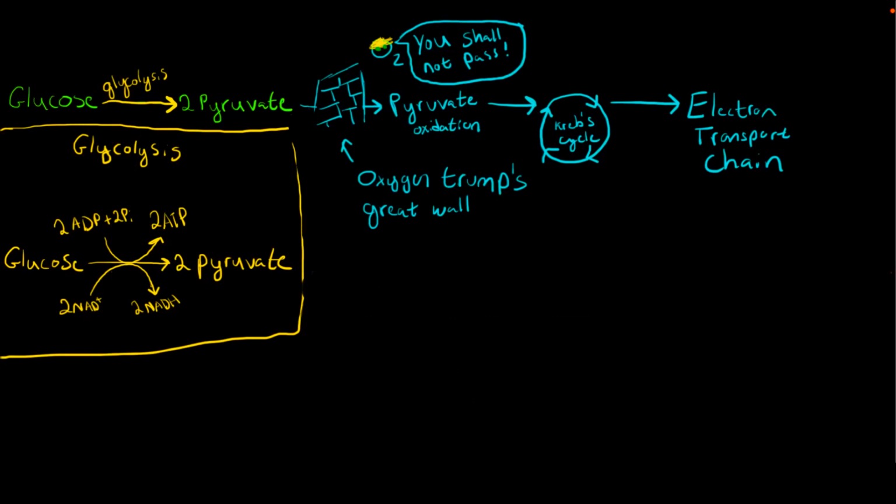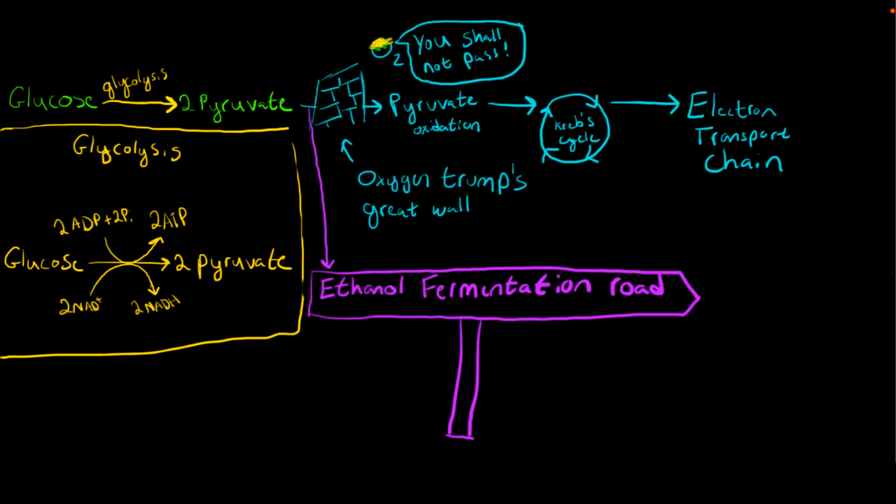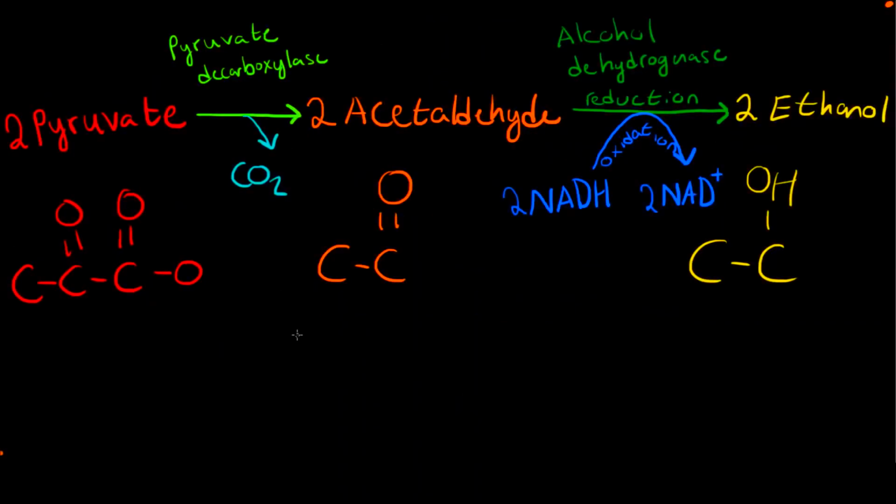The pyruvate can no longer continue down the path of cellular respiration and has to take a detour down ethanol fermentation road. Welcome to ethanol fermentation road. This is where the actual process of ethanol fermentation happens. So to start off with, we take our two pyruvate molecules, which were formed during glycolysis, and we turn them into two acetaldehyde molecules.